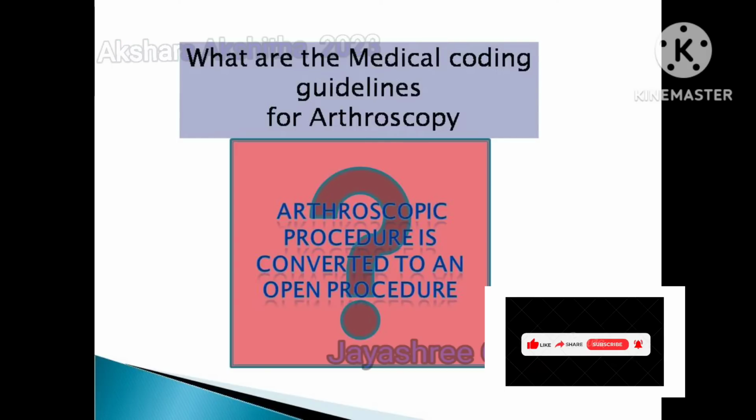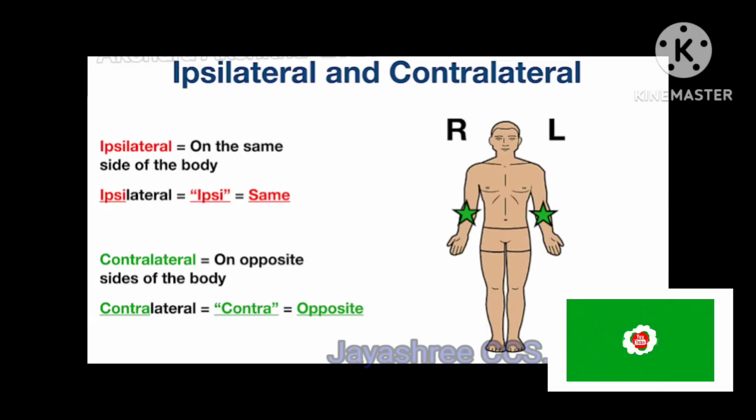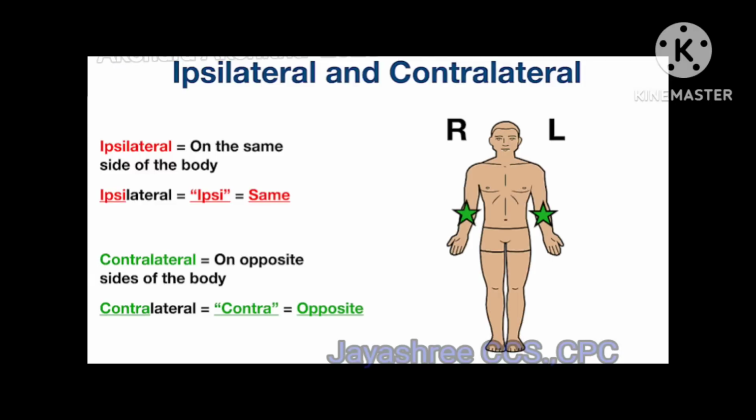Next point: we can bill diagnostic arthroscopy and the open method also, if the procedures are performed on the contralateral shoulder or contralateral knee. Then we can bill both codes separately with the appropriate modifier. If it is the same site, we should not bill. If it is a different laterality, then arthroscopy and main procedures we can bill together. Okay.